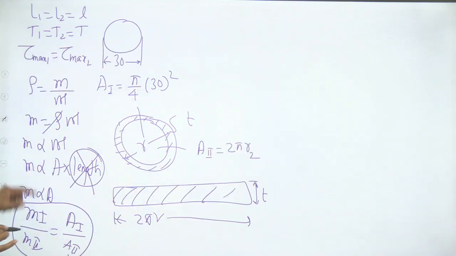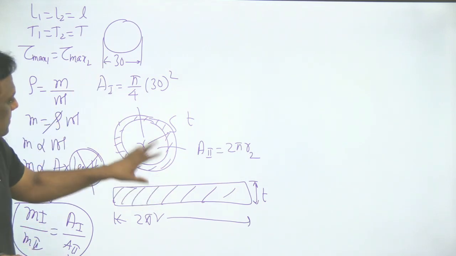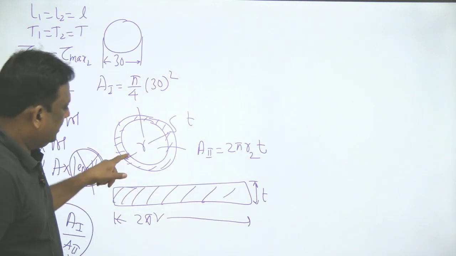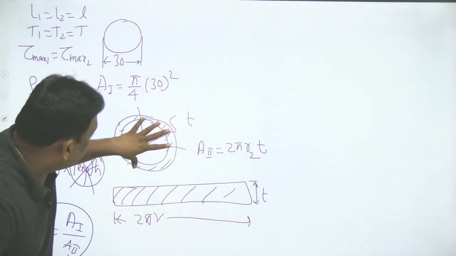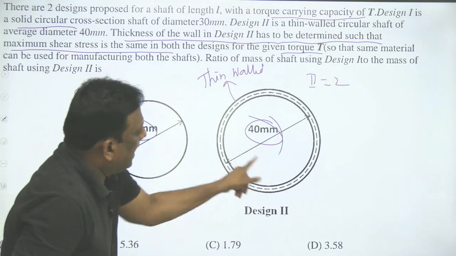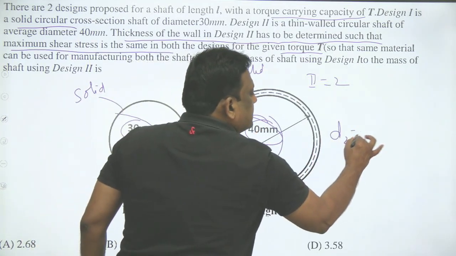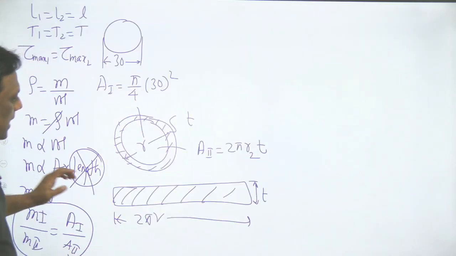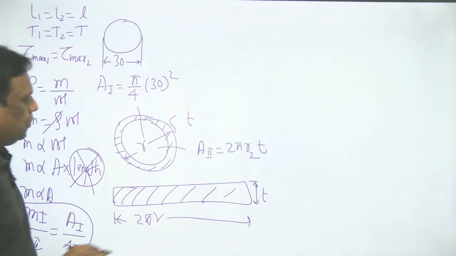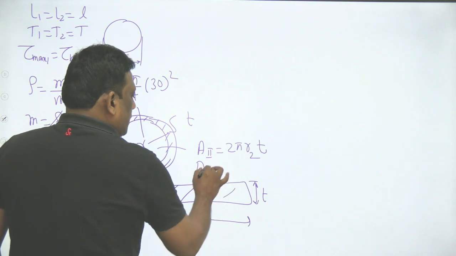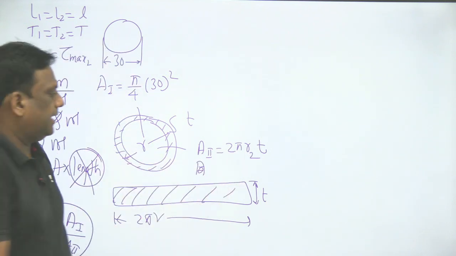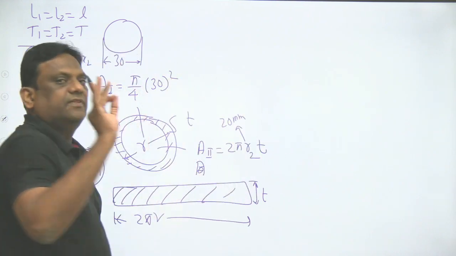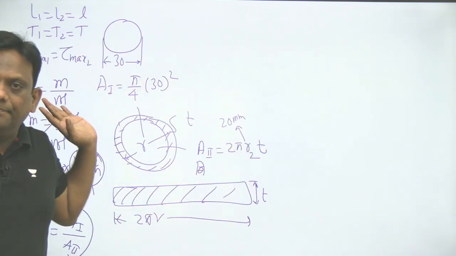Please do not get confused between the two. The second area is 2 pi r2 into t. The diameter of the second is given as 40, so what will be the radius? It is 20. Be careful. So A2 can be written as 2 pi r2 into t, where r2 is already known, 40 by 2, that is 20 mm. The only unknown is the thickness. If the thickness is calculated, the problem is solved.